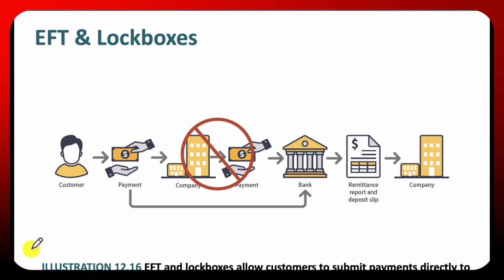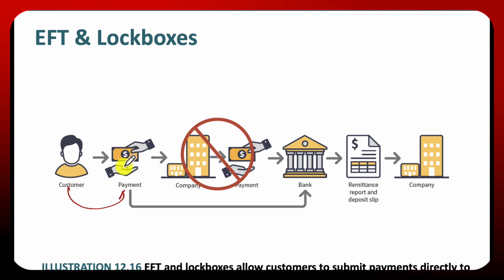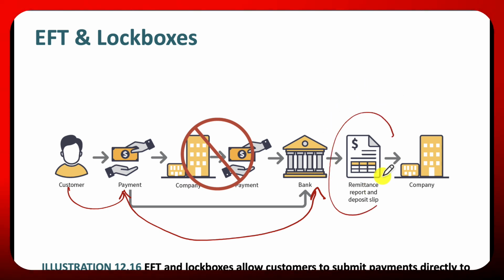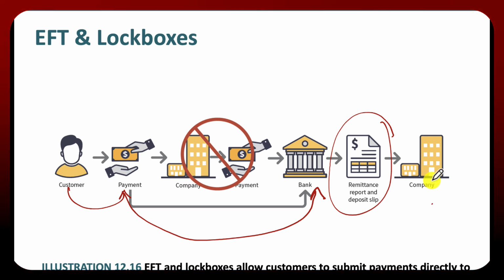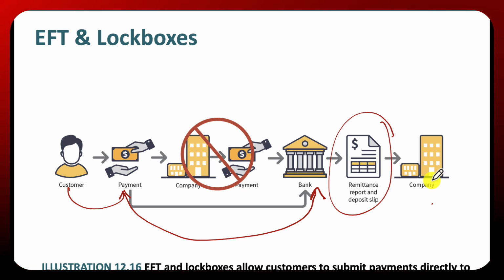Here you see a visualization of electronic funds transfers, EFTs, and lockboxes. We start with the customer who makes a payment, and then instead of that payment going to the company, it is circumvented and goes directly to the bank via a lockbox. Then the bank provides that remittance report and deposit slip to the company. This allows customers to submit payments directly to the bank, removing the risk of error and fraud related to that extra step of the company processing payments and then sending them to the bank on behalf of the customers.